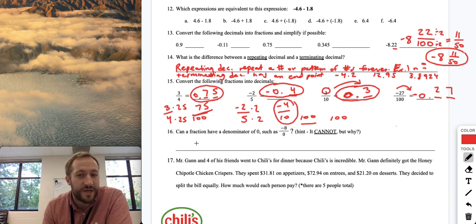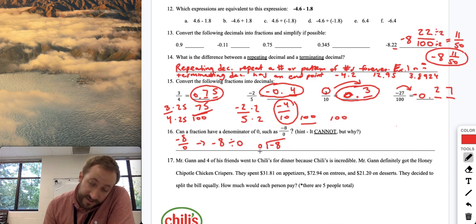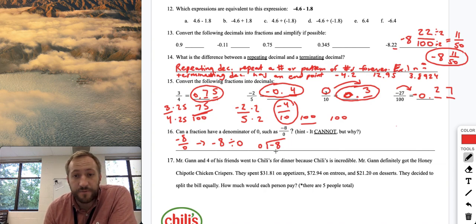Can a fraction have a denominator of 0, such as negative 8 over 0? Hint, it cannot. But why? The reason is because every single fraction is really a division problem, meaning negative 8 over 0 is like negative 8 divided by 0. If I was going to set that up, I'd have my box with the negative 8 in it, 0 on the outside. 0 can never break up any number. It doesn't have the capability. It's impossible. It can't break up any number, so it can never be used as a divisor. It cannot be on the outside of the box.